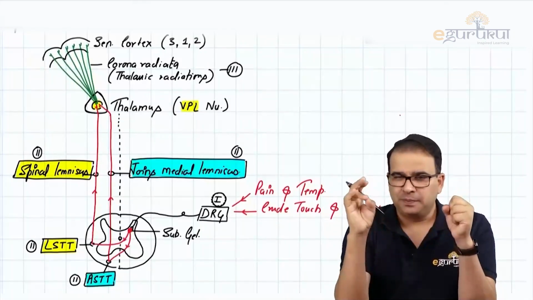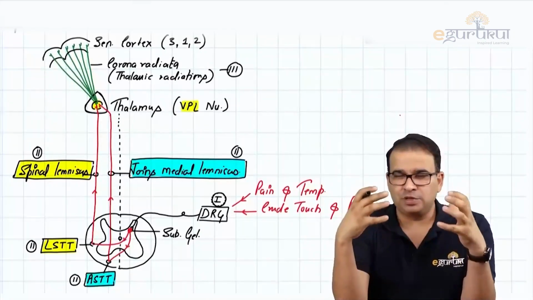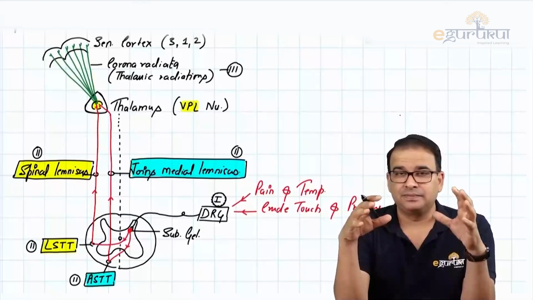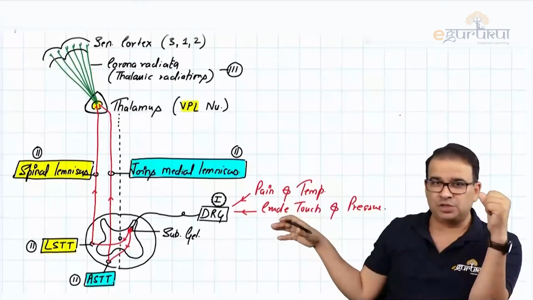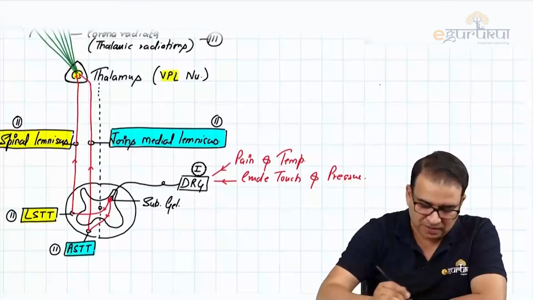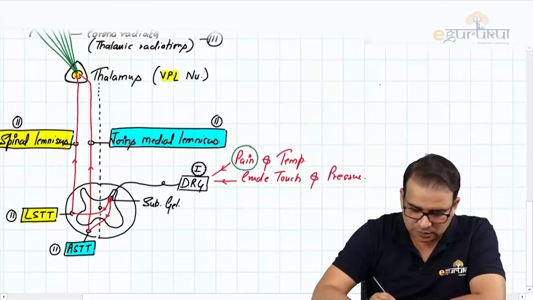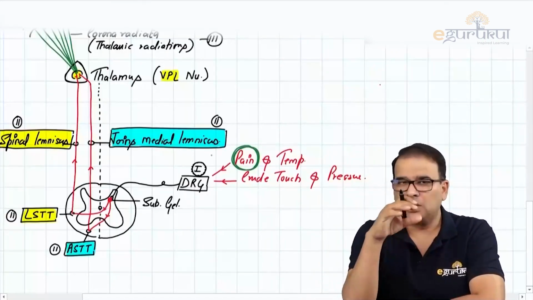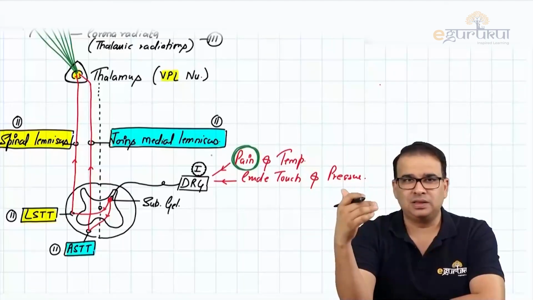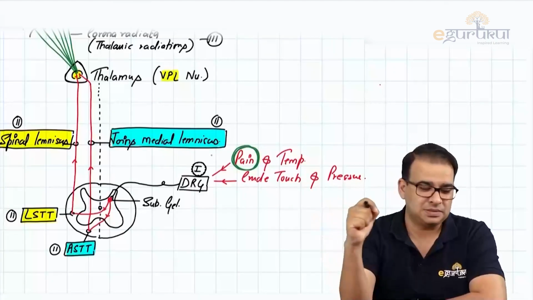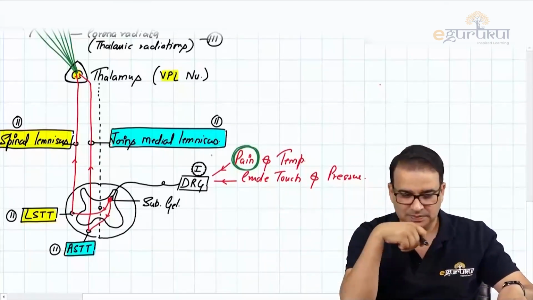Now, out of crude touch, pressure, pain and temperature, the four pieces of information we are talking about here, which information has the thalamus as the highest center? And that is pain. So please note, guys, the thalamus is the highest center for pain. It's not going to go beyond that. All these pain gate mechanisms, the pain gate theory, are all controlled at the level of the thalamus only. Highest center for pain is the thalamus.